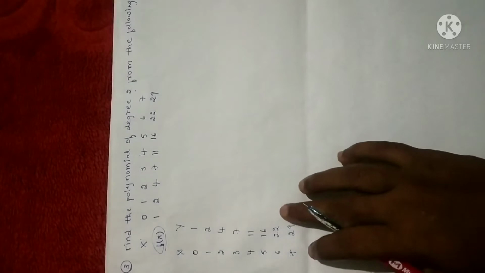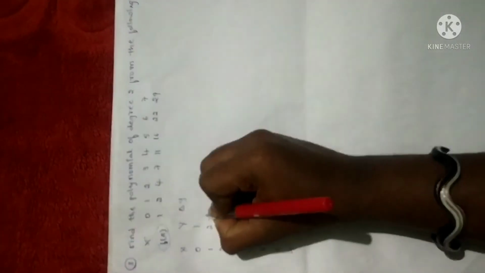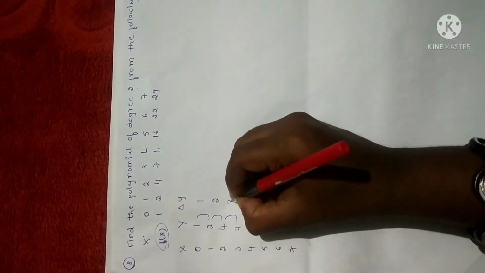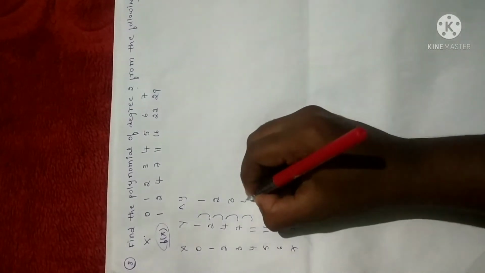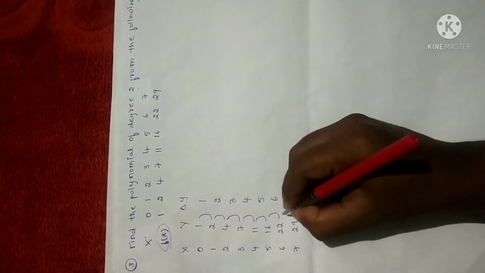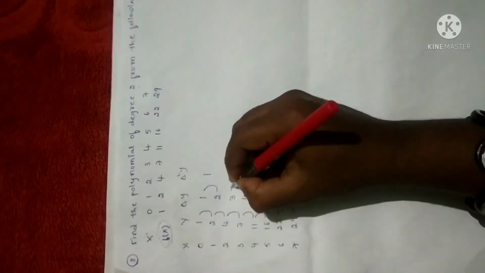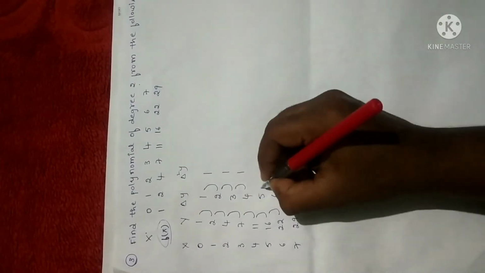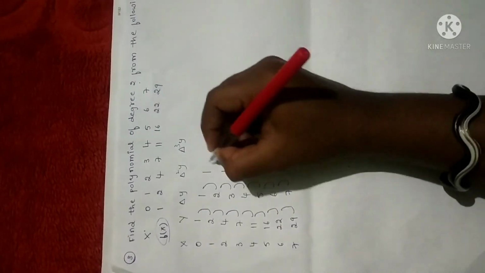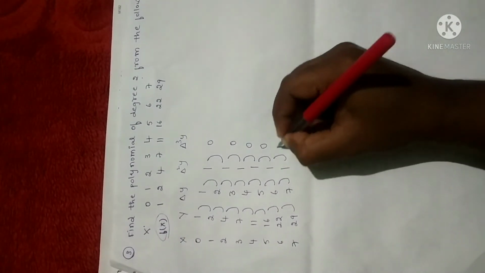So once you have listed the x and y values, let me calculate the first forward difference. So 2 minus 1 is 1, 4 minus 2 is 2, again 7 minus 4 is 3, next 11 minus 7 is 4, 16 minus 11 is 5, 22 minus 16 is 6, 29 minus 22 is 7. Next the second forward difference, delta square y. 2 minus 1 is 1, 3 minus 2 is 1, 4 minus 3 is 1, again 5 minus 4 is 1, 6 minus 5 is 1, 7 minus 6 is 1. Next the third forward difference, again 1 minus 1 is 0, 1 minus 1 is 0, 1 minus 1 is 0, 1 minus 1 is 0, 1 minus 1 will be 0.